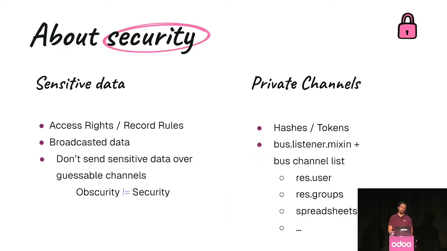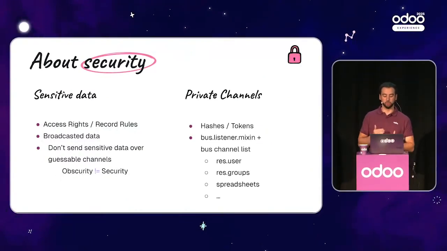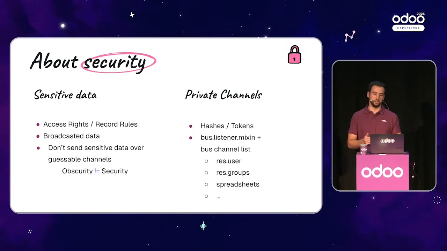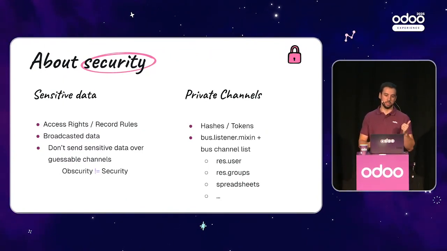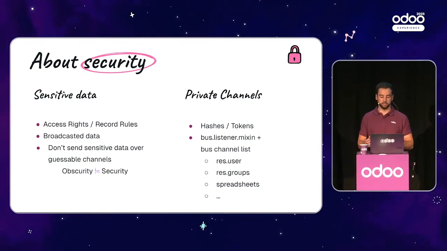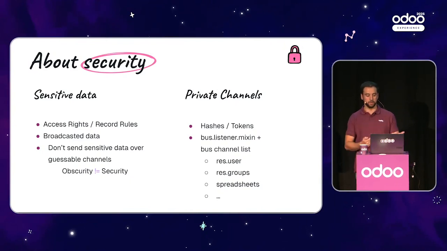First point I want to make is about security. Something that you may have noticed is that the user that was in the environment when we were sending the data is not the same user that was receiving the data. In our case, Mark Demo was sending the data, Mitchell Admin was receiving it. So of course, this user can have different access rights, different record rules. So we have to be careful about the data that we're sending in the bus.